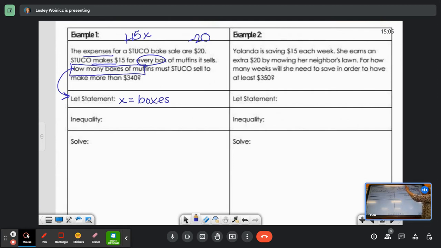Isn't mutton like sheep? Wouldn't want to buy boxes of sheep meat. Hard pass.